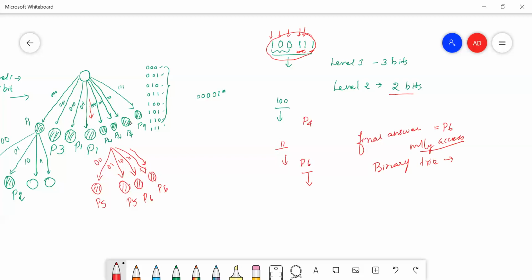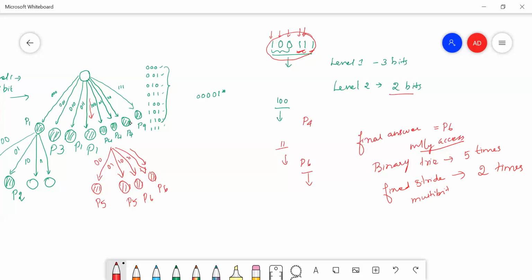And in the binary trie, you can see that for fetching these first 5 bits, we have to do memory access 5 times. But in the case of the fixed stride multi-bit trie, okay, it's a multi-bit trie, here you are doing memory access only 2 times. So there is a decrease in the number of memory accesses also.